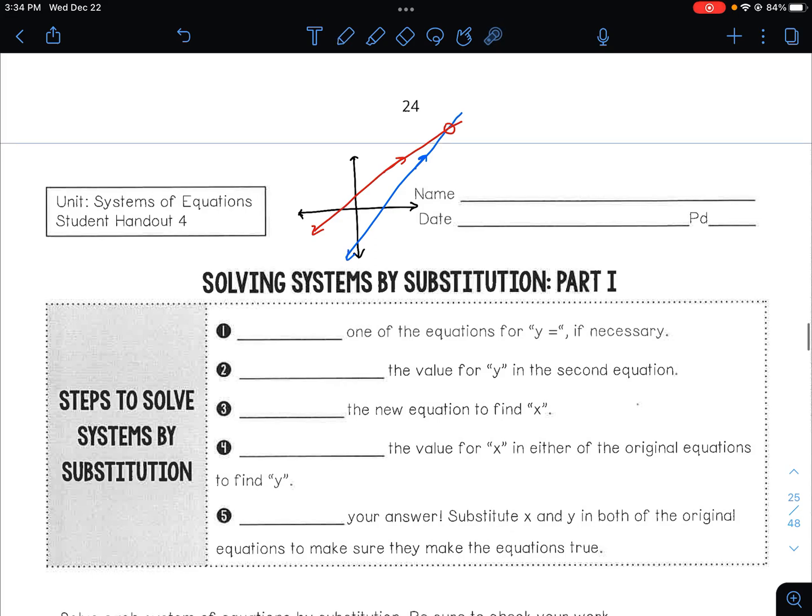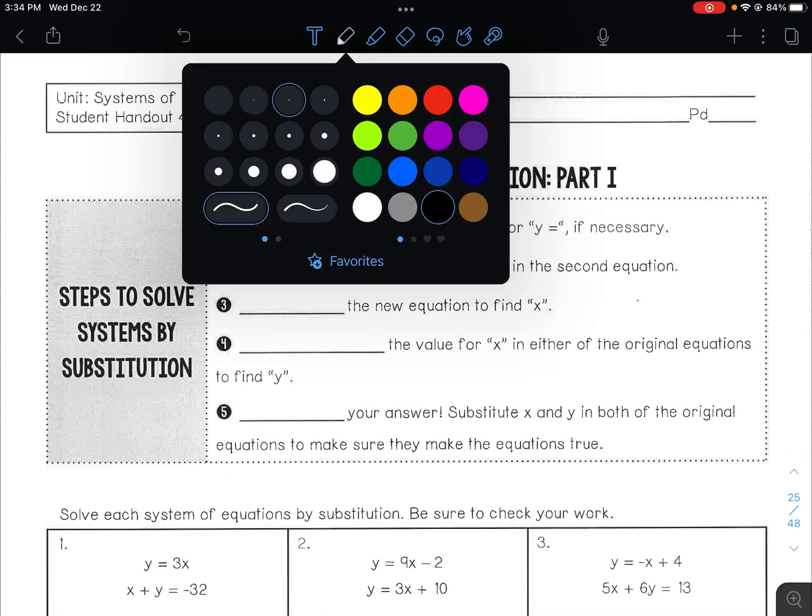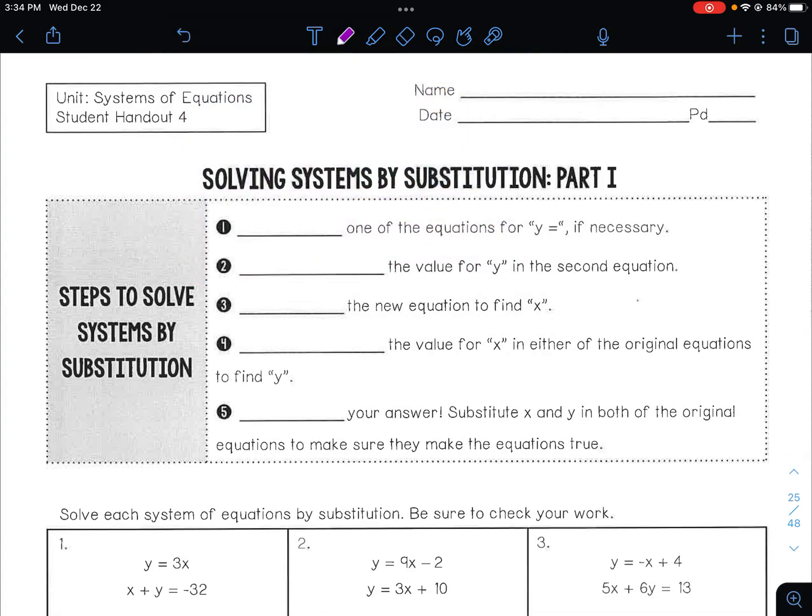What do you do? Well, I guess you can expand your graph and count, or just figure out your slope and all that other stuff. That's one way of doing it. Another way, and this method is called substitution. So let's learn about substitution. Steps to solve systems by substitution.